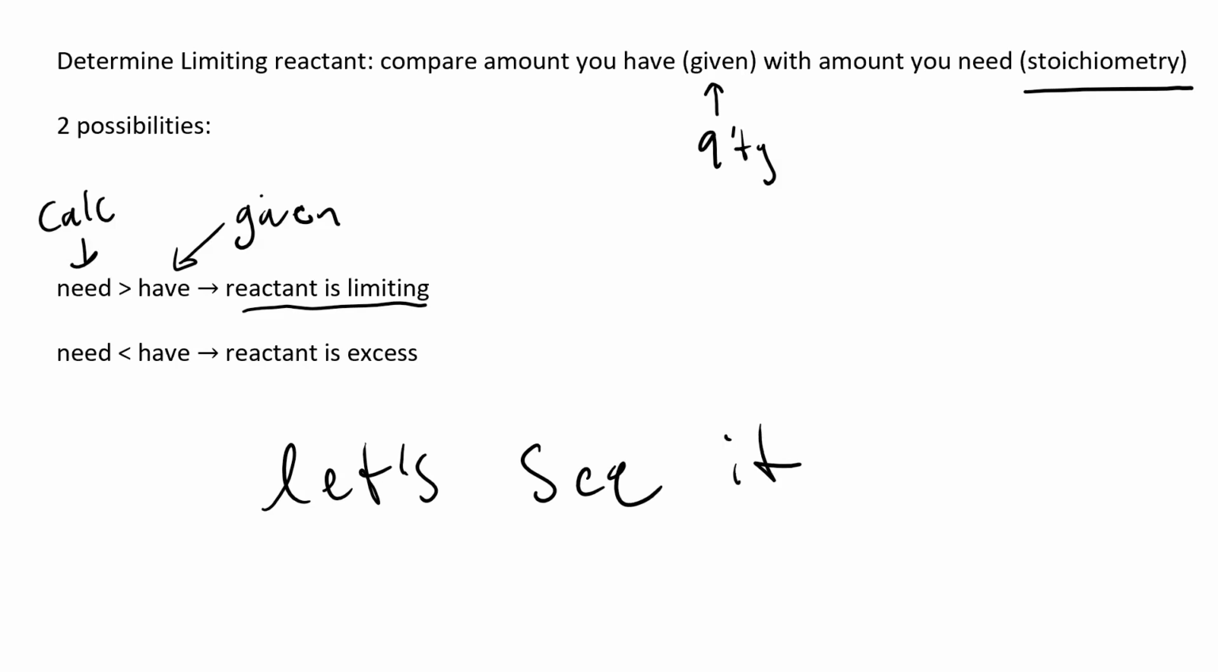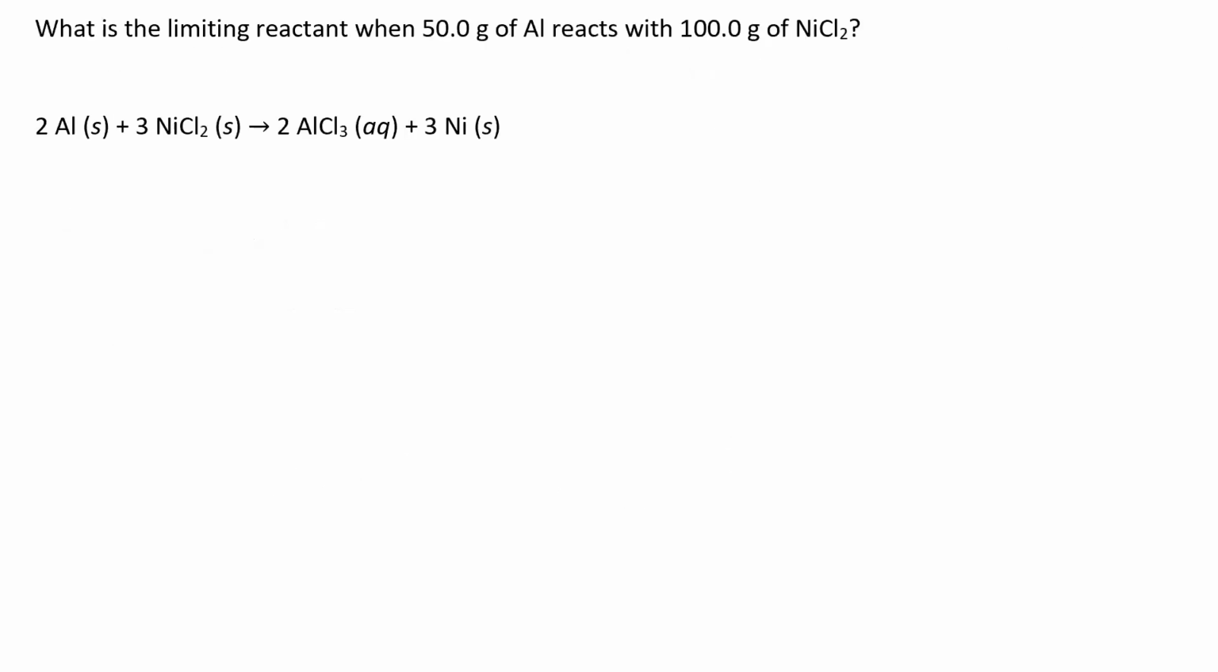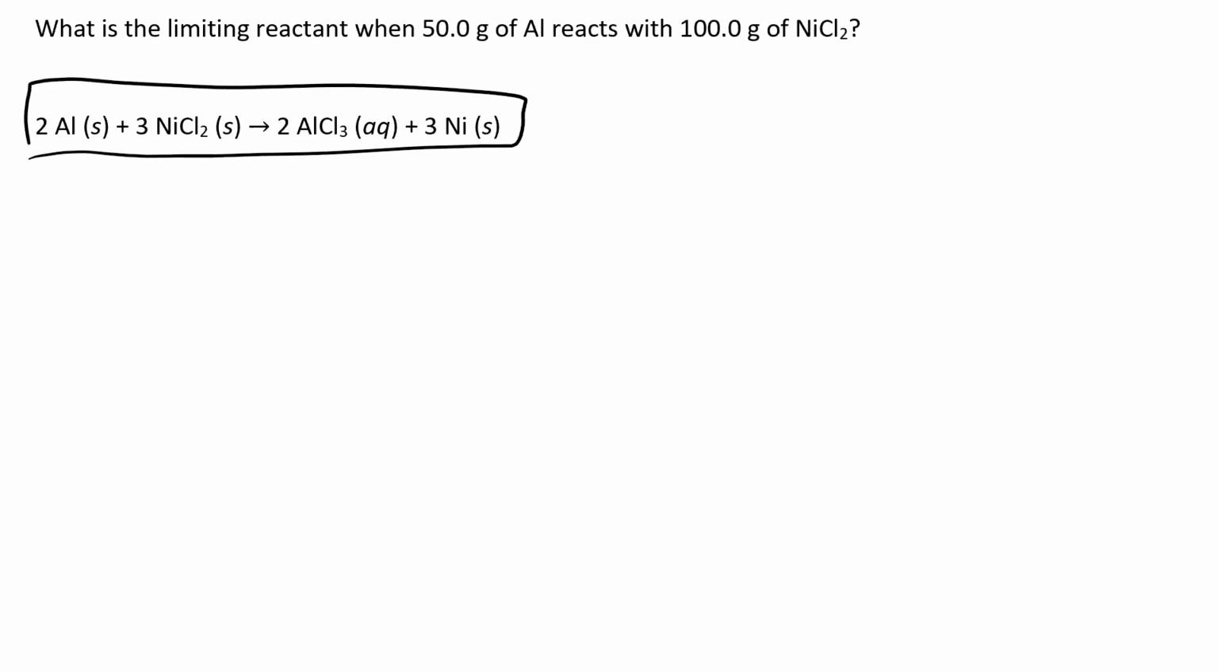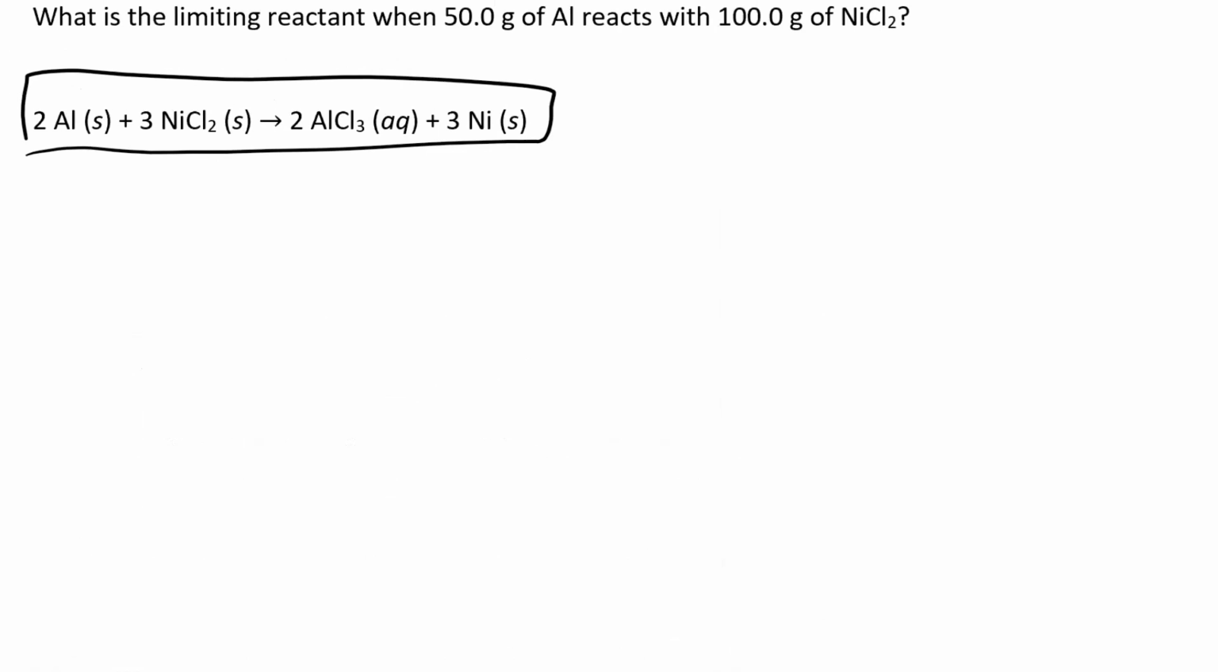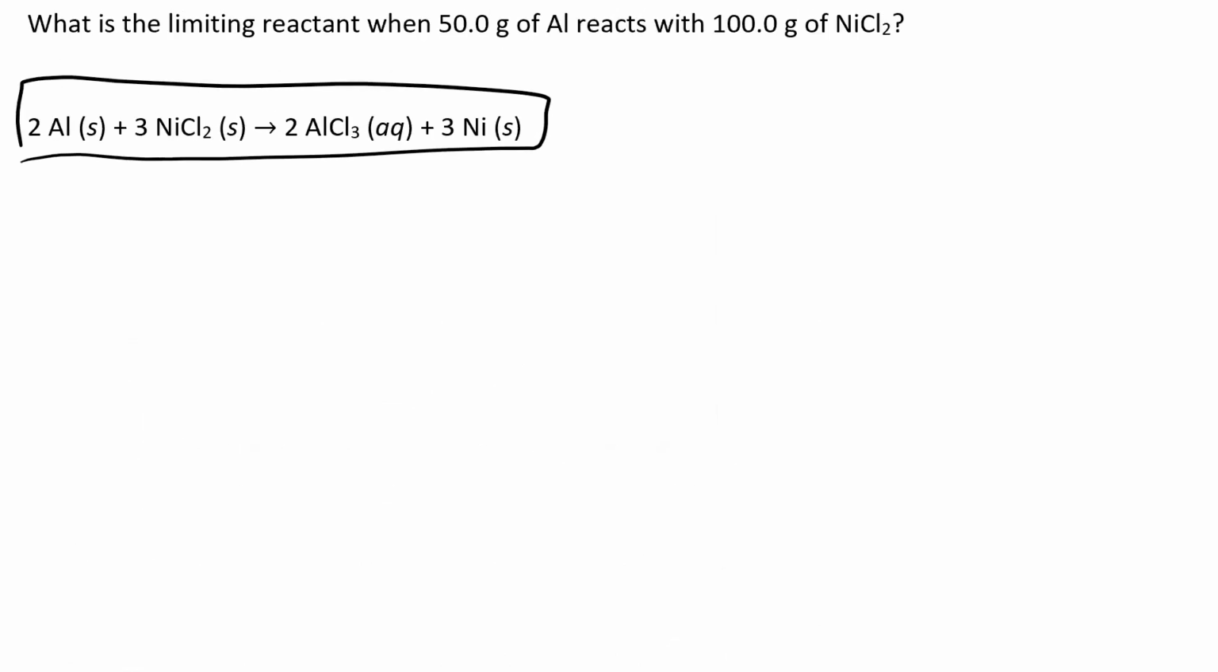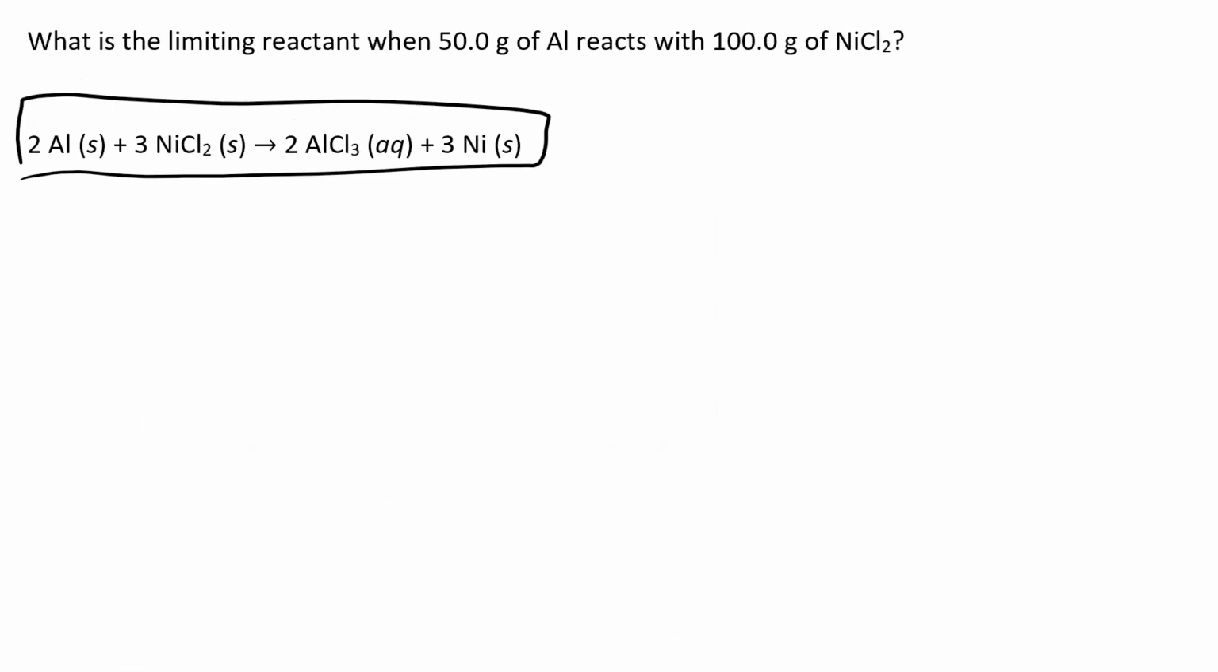Let's see it in real life. So here's an actual limiting reactant question, and that is, what is the limiting reactant when 50 grams of aluminum reacts with 100 grams of nickel(II) chloride? And you're given a balanced chemical equation. 2 moles of solid aluminum reacts with 3 moles of nickel(II) chloride to make 2 moles of aluminum chloride and 3 moles of nickel.